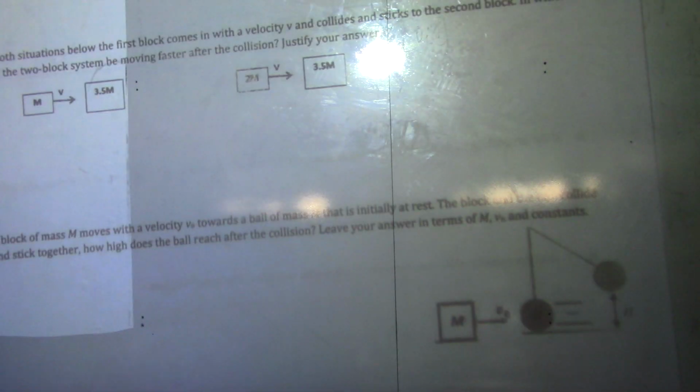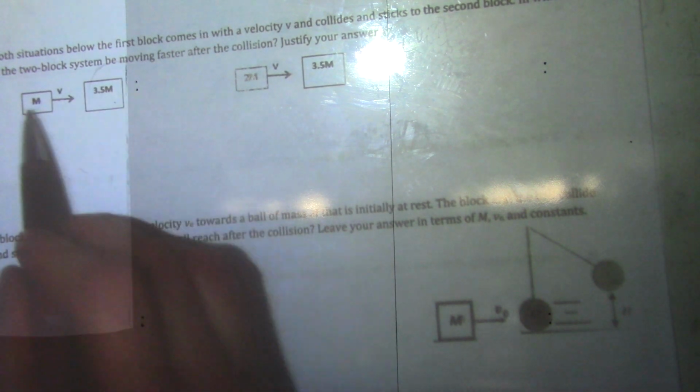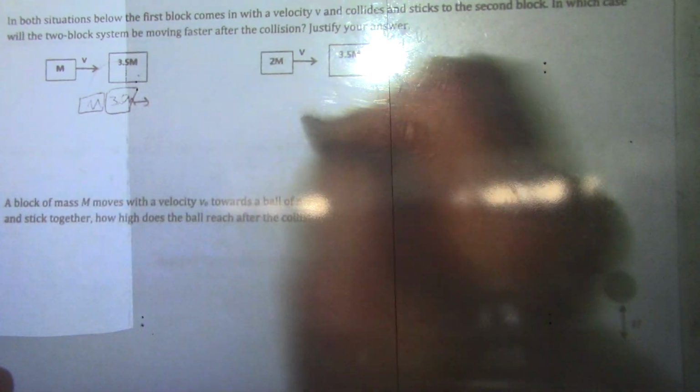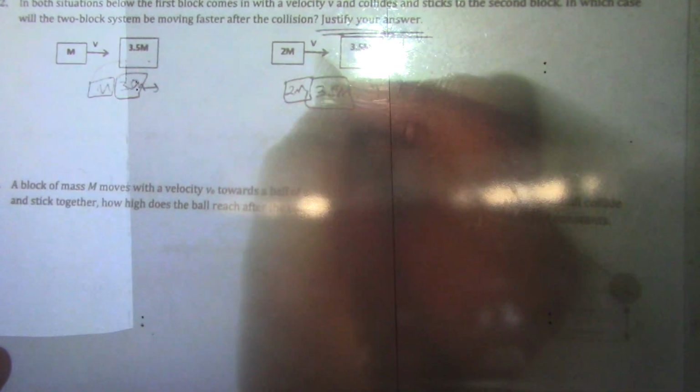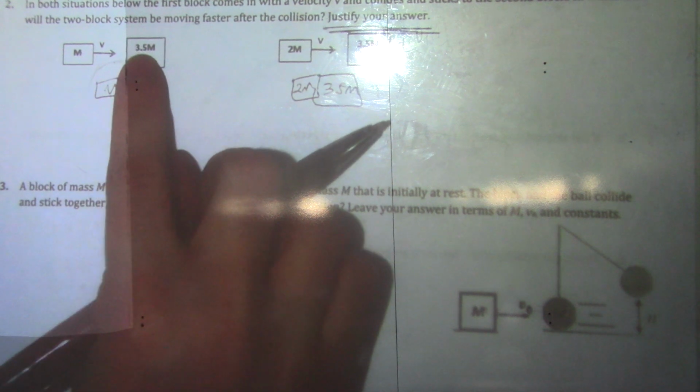Number 2, we've got two situations where the block comes in with a velocity v and sticks to a block of 3.5 m. In which case will they be moving faster after? Some people actually did the math, and you can do the math, and that'll help you at least decide your answer, but that's not really an explanation, because I'm saying which one and justify, so I want you to explain. You should be able to look at these two. Either way, you're picking up 3.5 m.